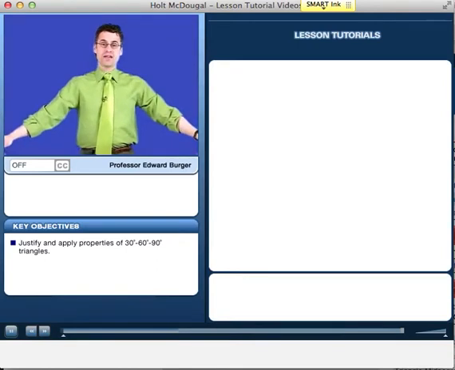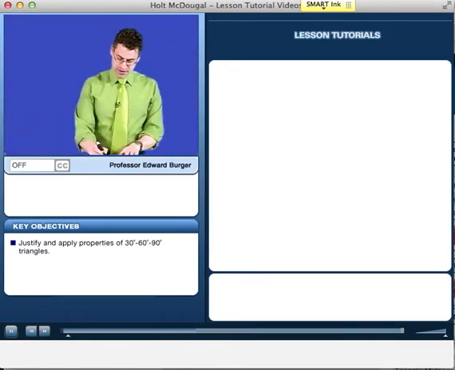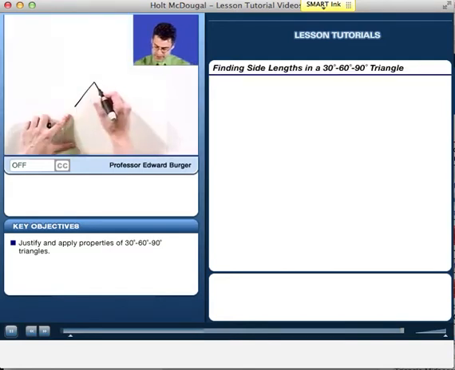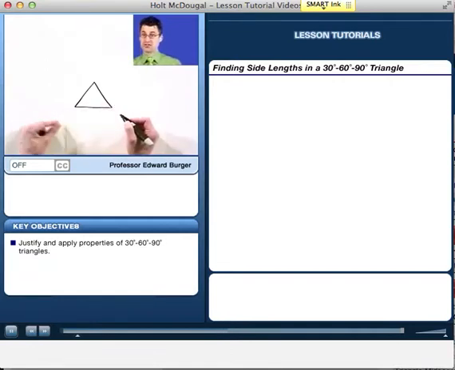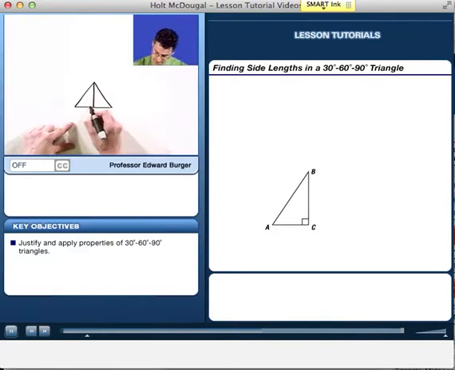Another really famous right triangle is one that's built from an equilateral triangle. An equilateral triangle is where all the sides have the same length, which means all the angles have the same measure. It's equiangular, which means 60, 60, 60. That's not a right triangle, but if I drop a perpendicular, I make it a right triangle. And in fact, it's easy to see that this is a perpendicular bisector.